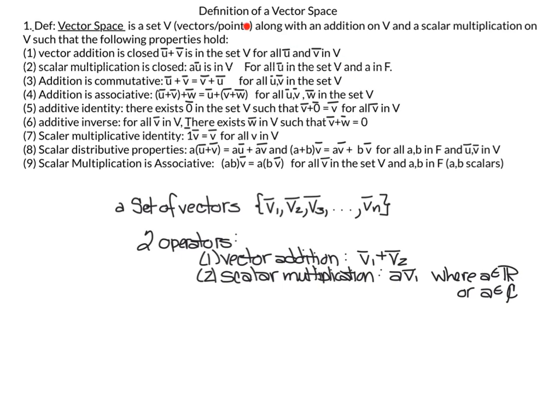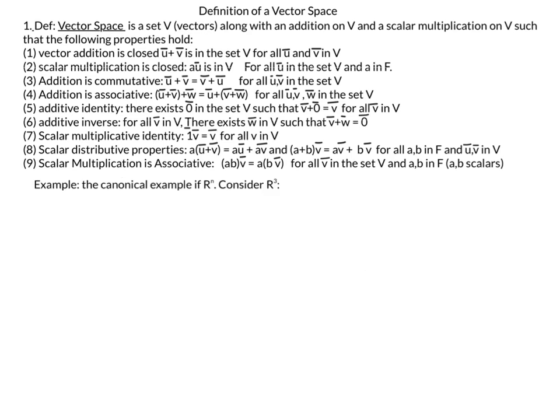Now that we have a formal definition of our vector space, we're going to look at an example. So our first example is the canonical example of a vector space, which is Rn. And in many ways, this formal definition of a vector space is the abstraction of Rn. And this is the same Rn that you're familiar with from vector calculus.